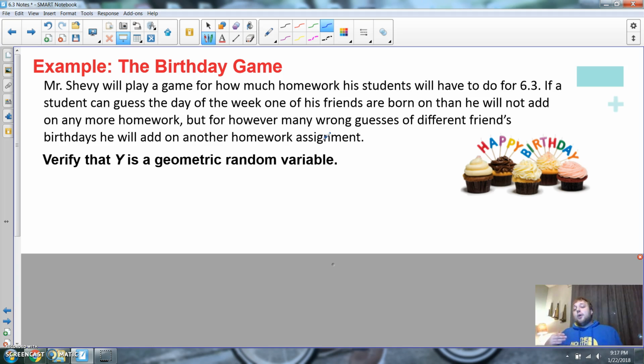Now, if I kept Jonathan, it wouldn't be geometric anymore because now we know one day is not it. And so the probability now of guessing correct would be 1 out of 6, right? So that would be violating the independent and the successes have to stay the same. So that violates both. So I have to pick a different friend. So if you don't guess Jonathan, too bad.